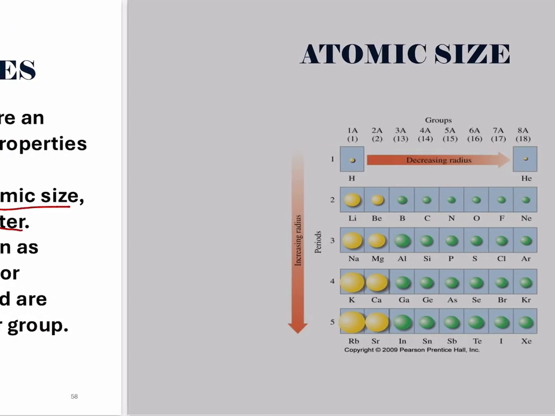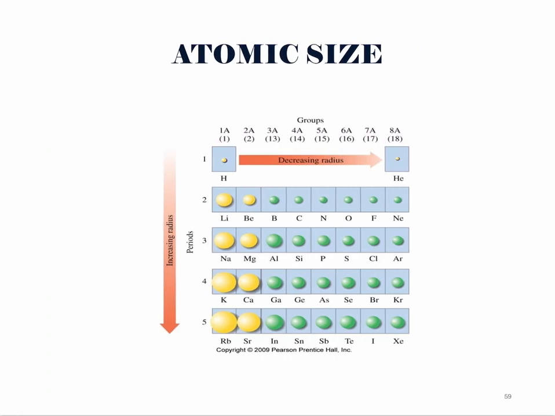The first one is atomic size. As we go across a period from left to right, we decrease in size. So this is decreasing radius, which means decreasing size. As we go down groups, from period 1 to 5, we increase in size.